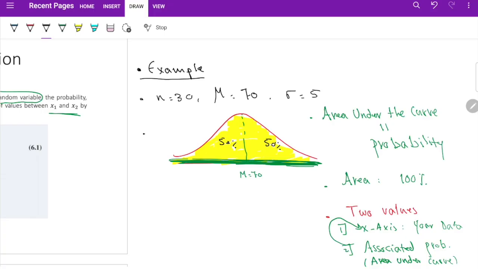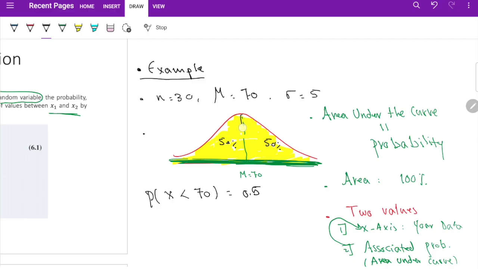Now, suppose that I ask you a question. Now we will be asking questions about probabilities. What is the probability that a person will score less than 70 in the class? Again, because this is a continuous probability distribution, you will never use the equal sign. Use less than or greater than. So what is the chance that a person is going to score less than 70? Immediately the answer is going to be 50%, 0.5.